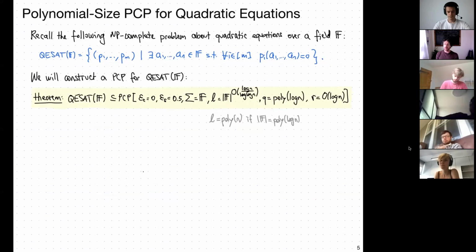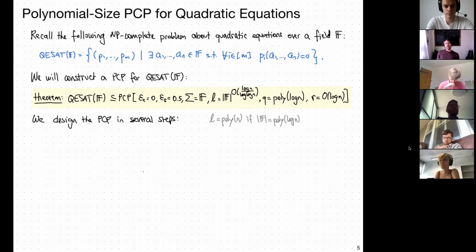Sorry, one question. Yes. Logarithmic in what? So you said the field is going to be logarithmic in the size of the assignment. So we'll have this, a1 to an, so it would be log n. Okay. Thank you.